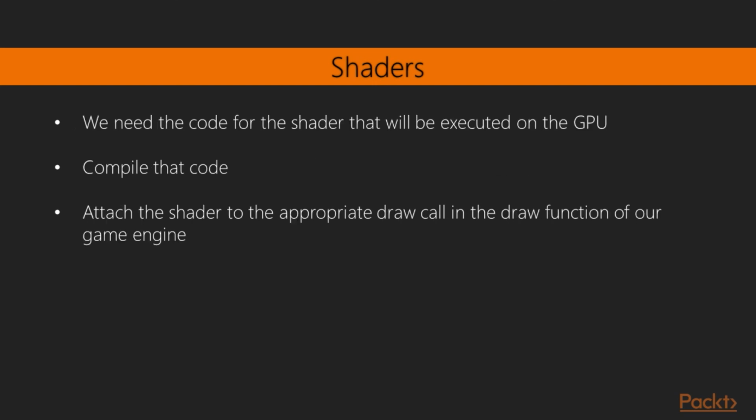We will follow these steps. First of all, we need the code for the shader that will be executed on the GPU. Then, we need to compile that code. Finally, we need to attach the shader to the appropriate draw call in the draw function of our game engine.